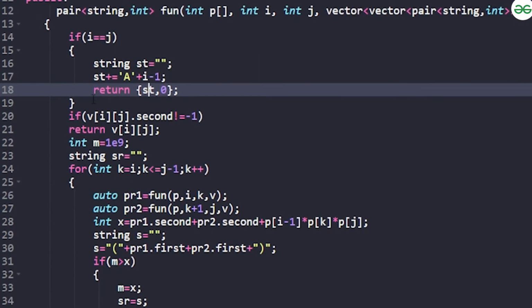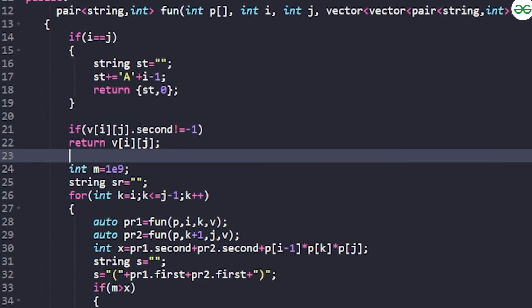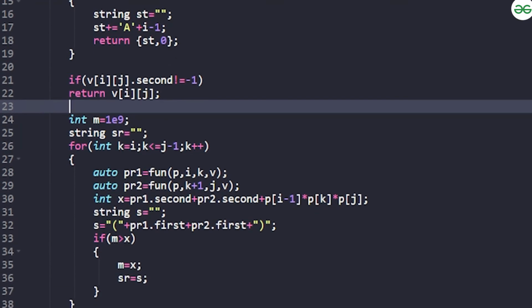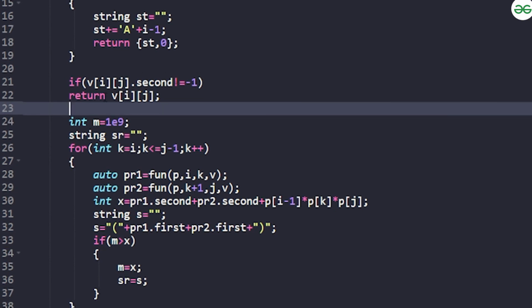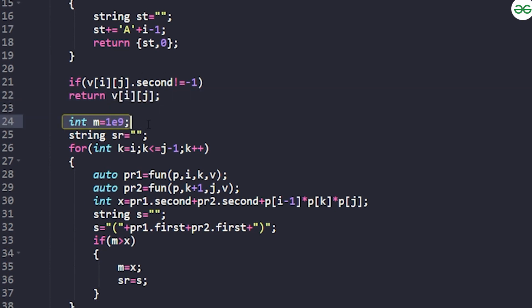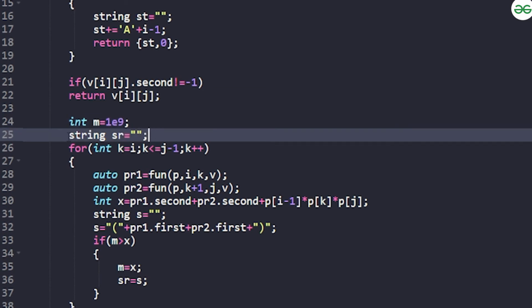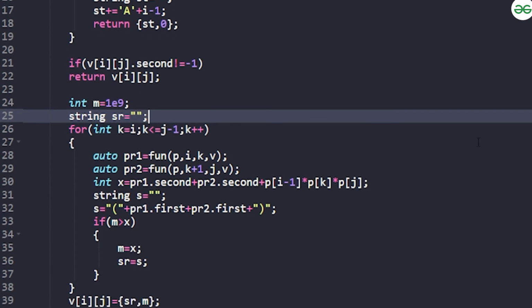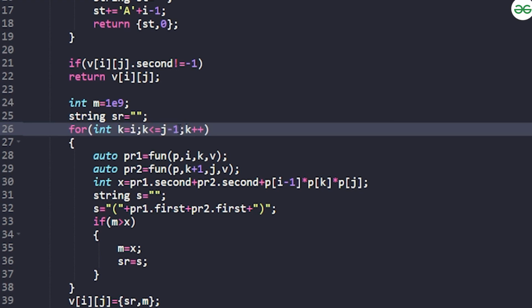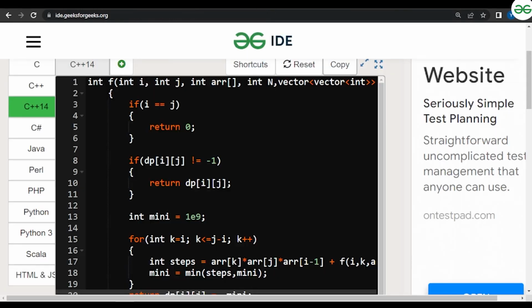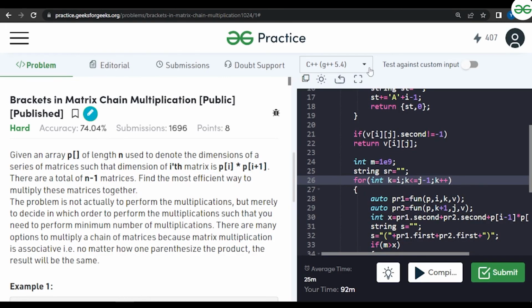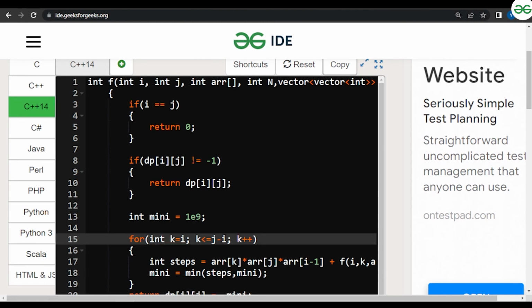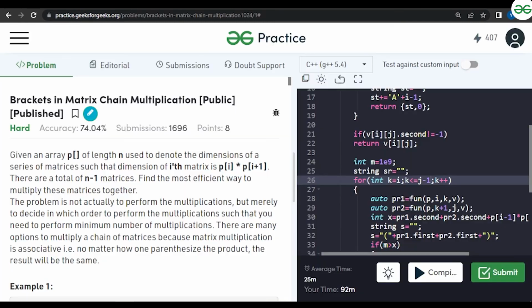Then we will check if the particular state i comma j is not calculated, that is, if v of ij dot second is not equal to -1. If it is already calculated, then I'll not calculate it again, because that will take a lot of time, and we will memoize it and simply return the value that we have already calculated. Otherwise we will mark our minimum as int maximum, and then we'll make a null string because we will be building up our string. So we'll try to partition at every index starting from i till k is less than or equal to j minus 1, as we used to do in this part. Till j minus 1 we used to do it, right? So here also we will do it till this part only.